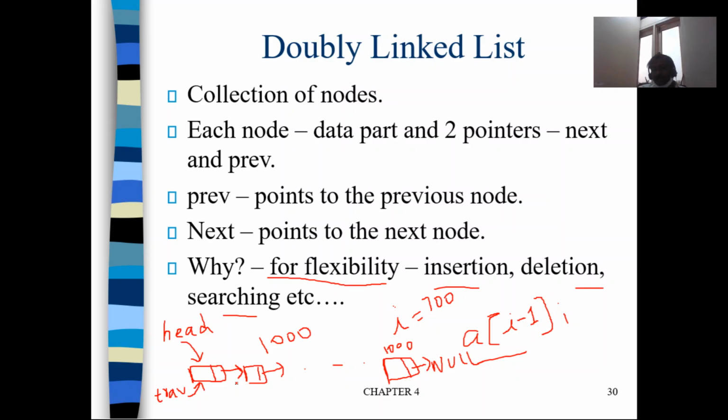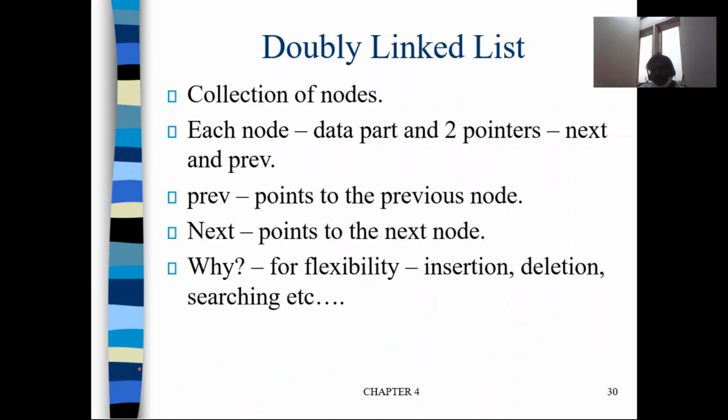So why are we using a doubly linked list? Still the drawback exists, but we have some degree of flexibility. Say I am currently at the 800th node, and if I want to go back, then I need a backward link. That is possible with a doubly linked list, but not possible in a singly linked list. In a singly linked list, you always have to move only in the forward direction, right? So it's just for this flexibility that we go for a doubly linked list.